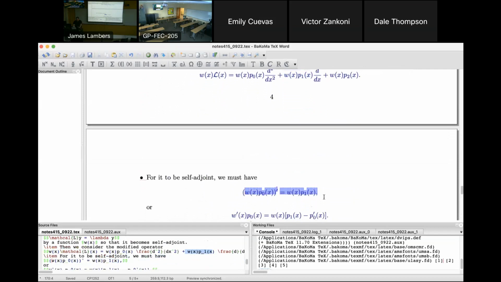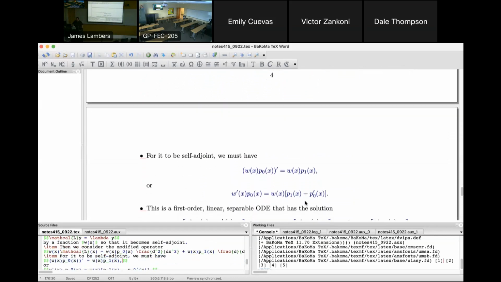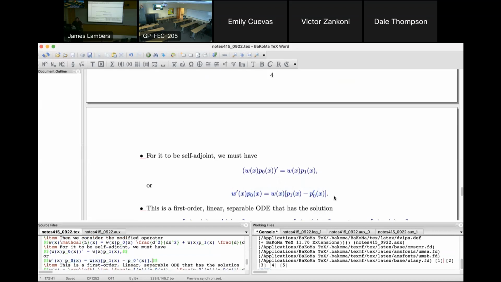So in other words, this is a condition that must be satisfied. The derivative of the new coefficient of the second derivative term must equal the new coefficient of the first derivative term. So I go ahead and carry out the product rule. I get w prime P0, which I leave on the left side, and then I'll also have w P0 prime, and I'm going to move that to the right side. So now I have this ODE for the unknown function w.